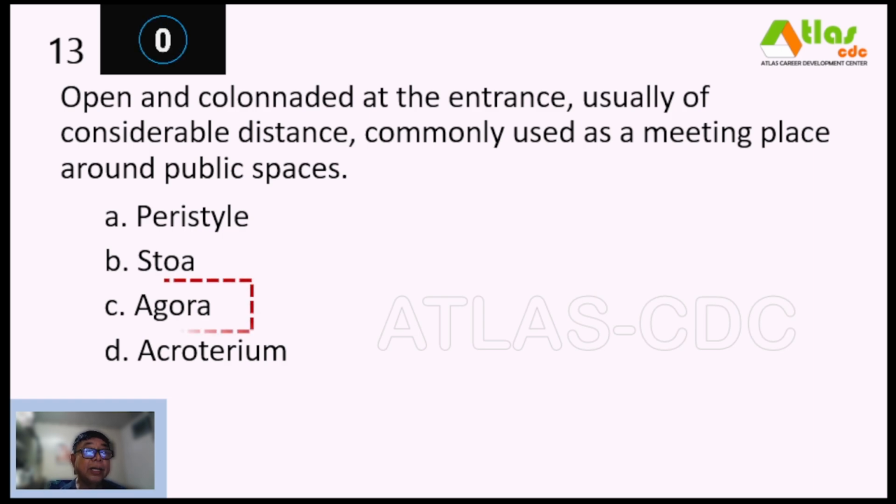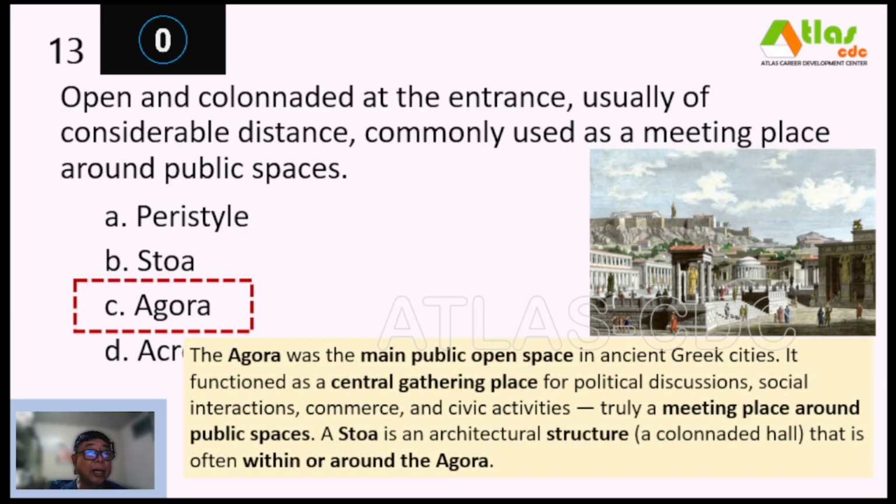And our correct answer is letter C, Agora. So the Agora was the main public open space in ancient Greek cities. It functioned as a central gathering place for political discussions, social interactions, commerce, and civic activities. Truly a meeting place around public spaces. Stoa is an architectural structure that is a colonnaded hall that is often within or around the agora. Yung mga buildings sa paligid ng open space na ay pwedeng may stoa na yan ay isang colonnaded hall.